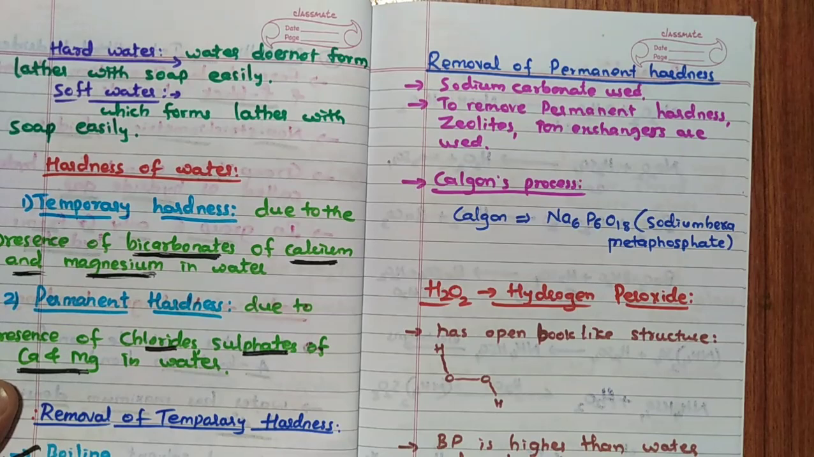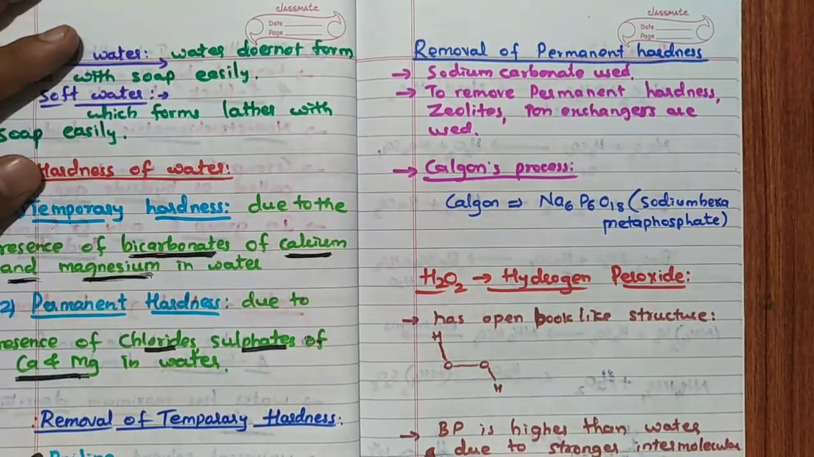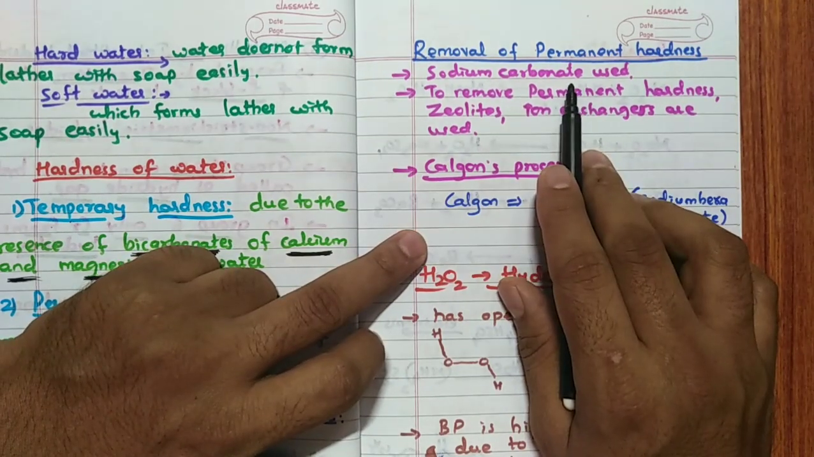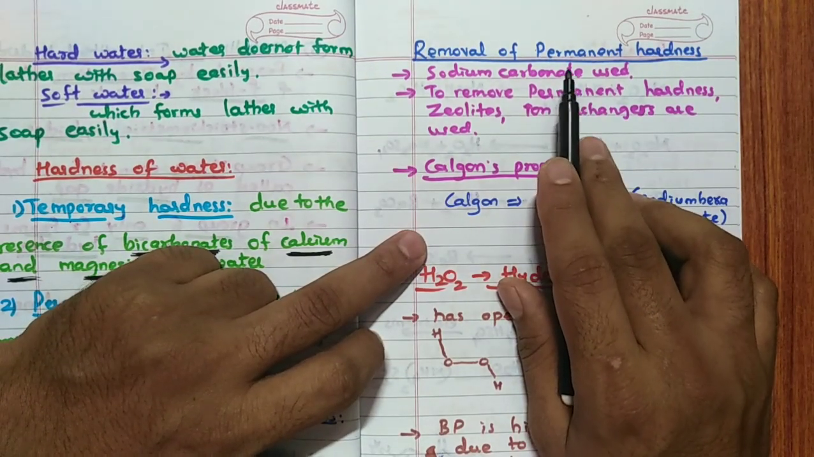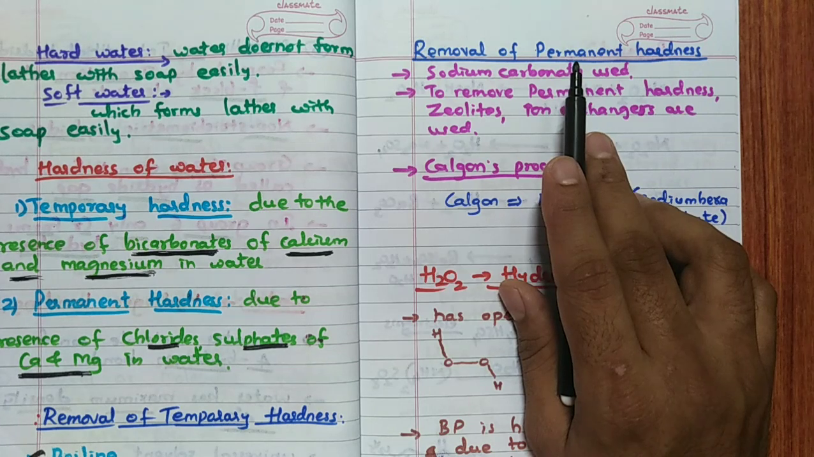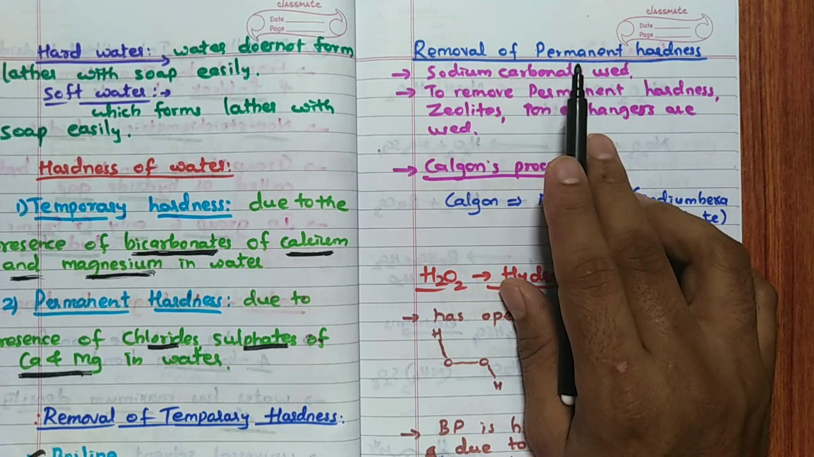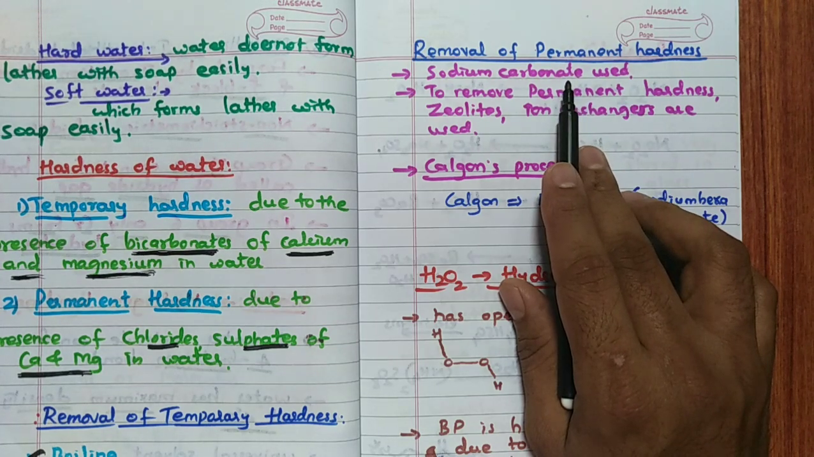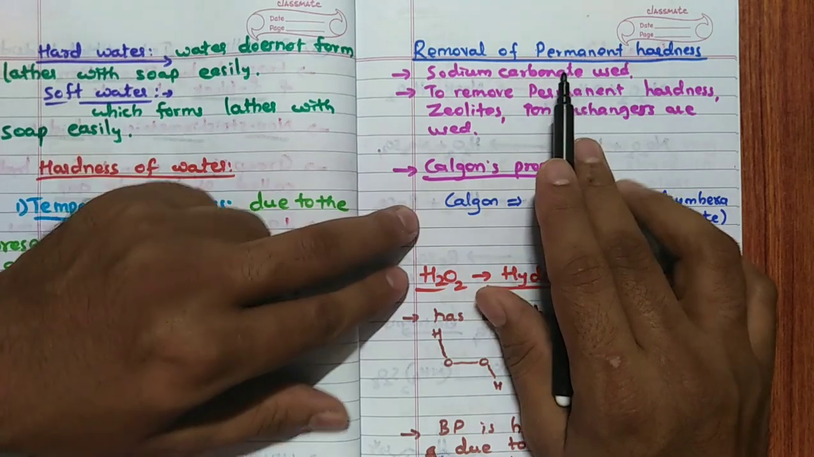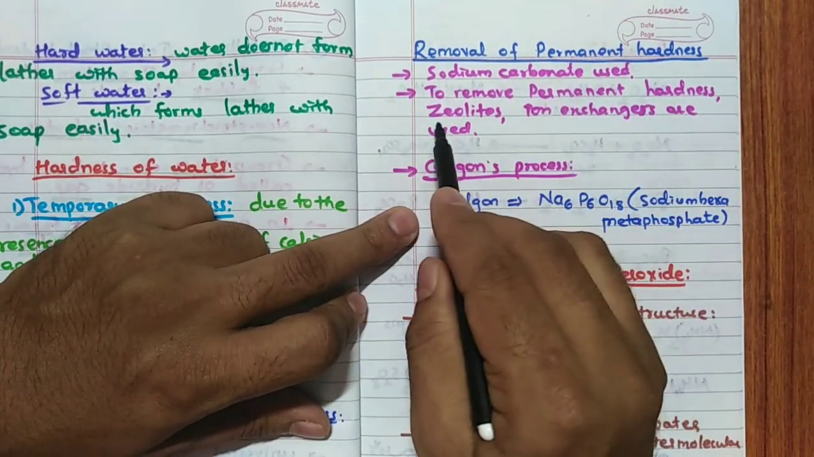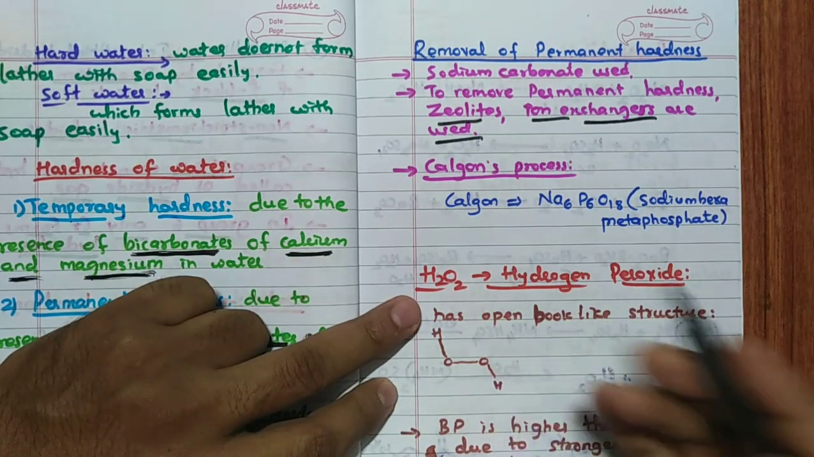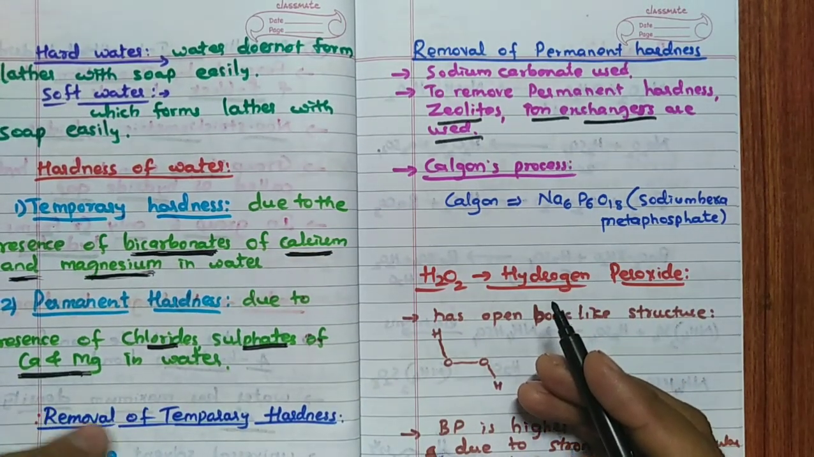And removal of permanent hardness needs some chemicals. Permanent hardness is removed by sodium carbonate, which is a good component present in dishwash, that is, these detergents. Hence, these detergents give lather very easily in water, because the sodium carbonate component will be there and will remove the permanent hardness of the water. To remove permanent hardness, we can also use zeolites, ion exchangers, which can exchange these calcium and magnesium ions from the water.